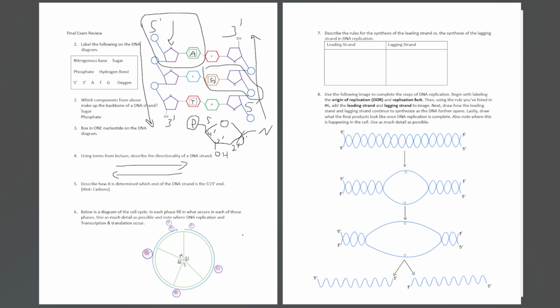So, moving on to cell division and the cell cycle and whatnot. Below is a diagram of the cell cycle. In each phase, fill in what occurs in each of those phases. Use as much detail as possible and know where DNA replication and transcription and translation occur.